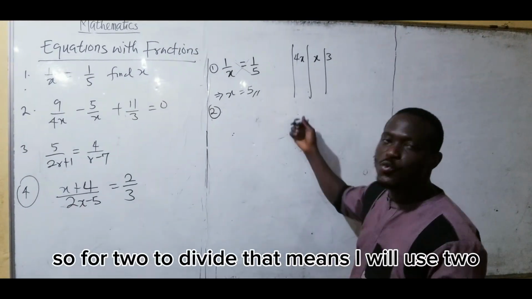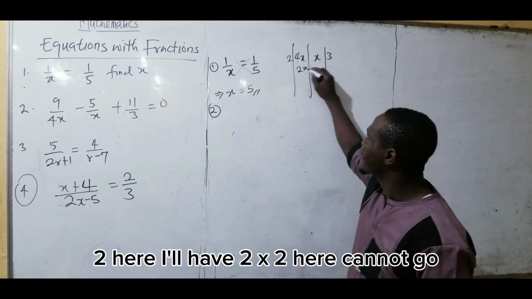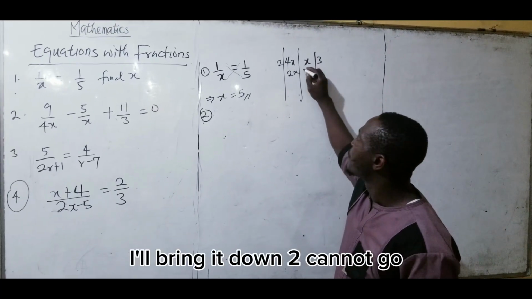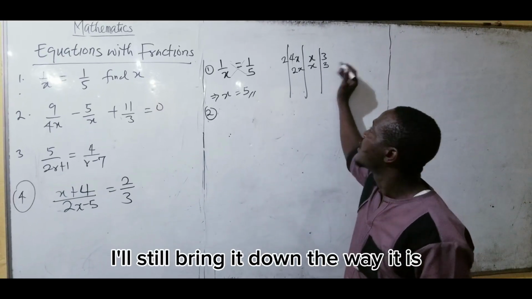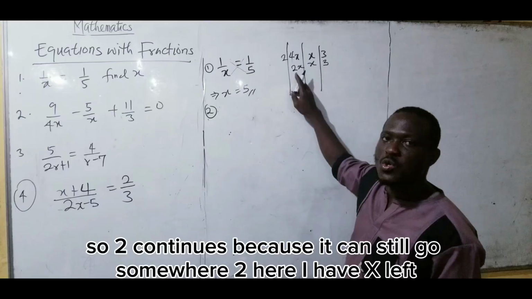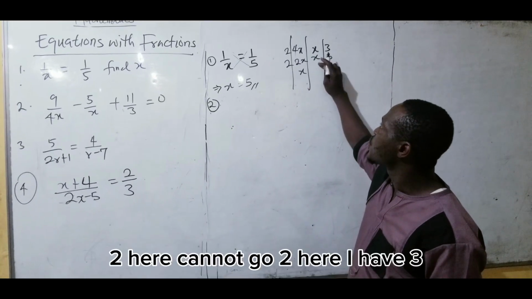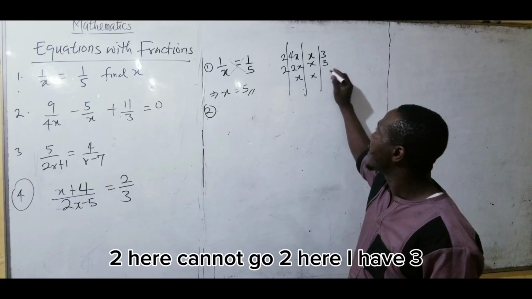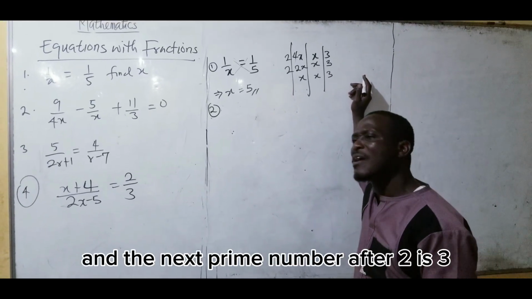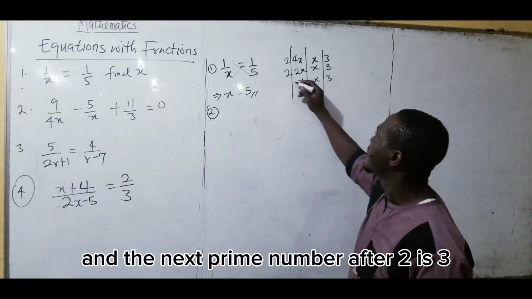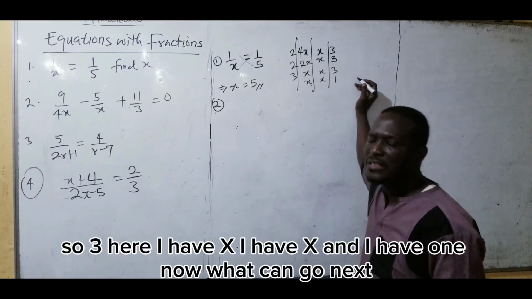So for 2 to divide, I will use 2. 2 here, I will have 2x. 2 here cannot go, I will bring it down. 2 cannot go, I will still bring it down the way it is. So 2 continues because it can still go somewhere. 2 here, I have x left. 2 here cannot go. 2 here I have 3. Then the next prime number after 2 is 3. So 3 here, I have x, and I have 1.